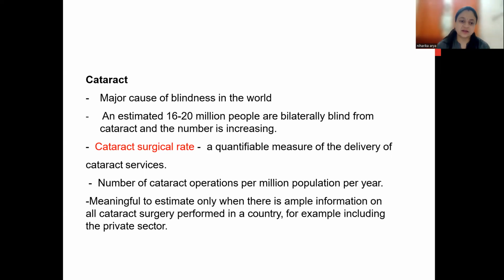So first is cataract. It is a major cause of blindness in the world. An estimated 16 to 20 million people are bilaterally blind from cataract, and the number is increasing. The cataract surgical rate is a quantifiable measure of the delivery of cataract services: the number of cataract operations per million population per year. It is meaningful to estimate only when there is ample information on all cataract surgeries performed in a country, including the private sector. So cataract is the major cause of blindness in the world.